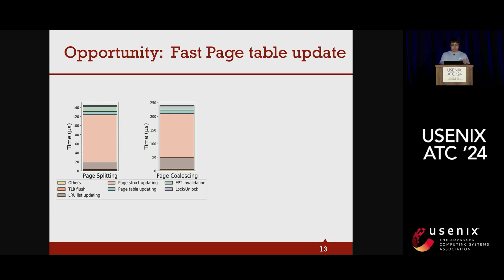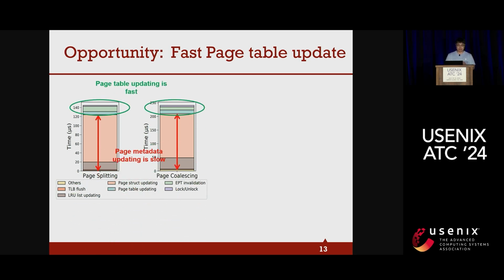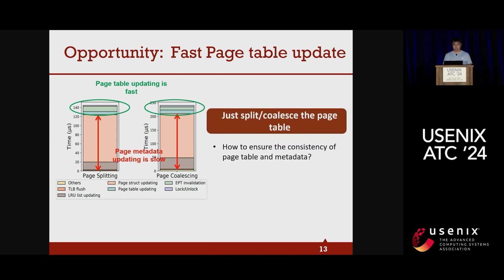But this figure presents an opportunity for us. While the page metadata updating is slow, the page table updating is fast. And the page metadata updating is not necessary for page tracking. What we want is just for each base page to have its own access and dirty bits. So our basic idea is just to split or coalesce the page table, not the page. But this will cause another problem, that is how to ensure the consistency of the page table and the page metadata.